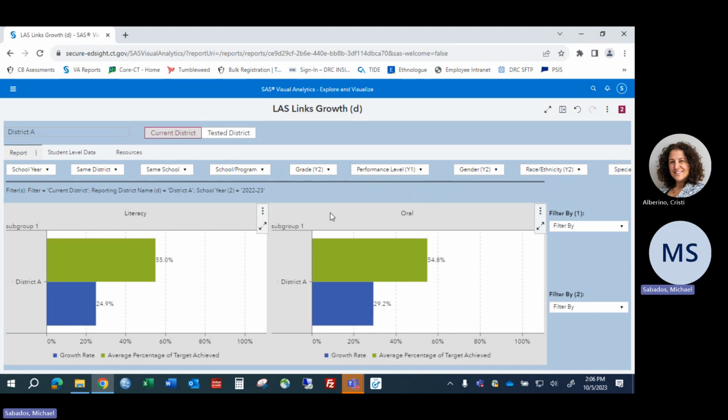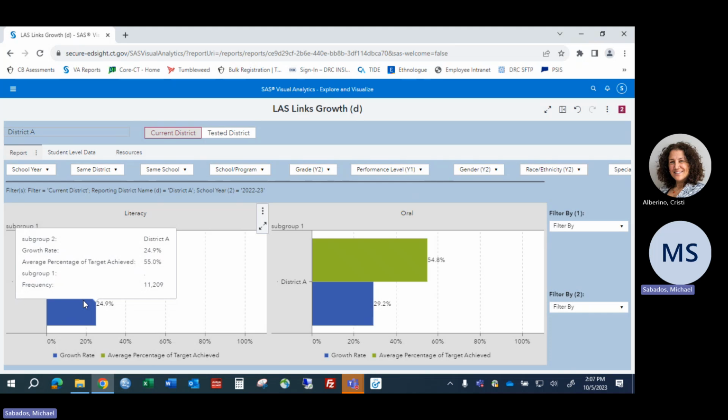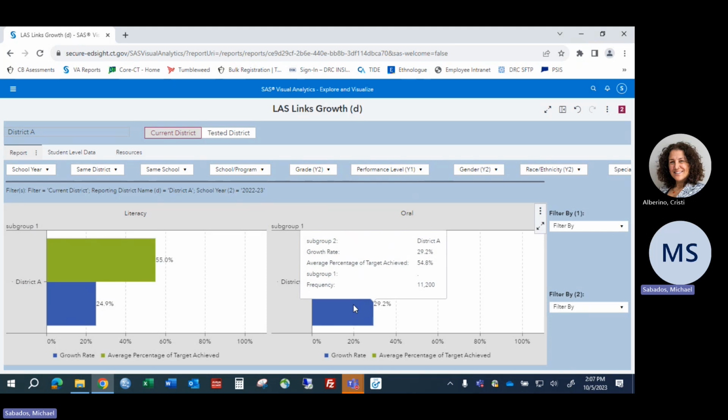Returning to the report, in this graph for literacy and oral, we see, first of all, a result, a percentage for what's called the growth rate, in blue here. The growth rate is simply the percent of students who met their individualized targets. Those individualized targets are set based on a student's level of proficiency in the prior school year. So from one year to the next, their performance level in year 1 determines what their target is in year 2. We're taking into account a student's level of proficiency, and that's what makes these individualized targets. So this metric is just what percent of students met their individualized target. For literacy, 24.9%, oral, 29.2%.